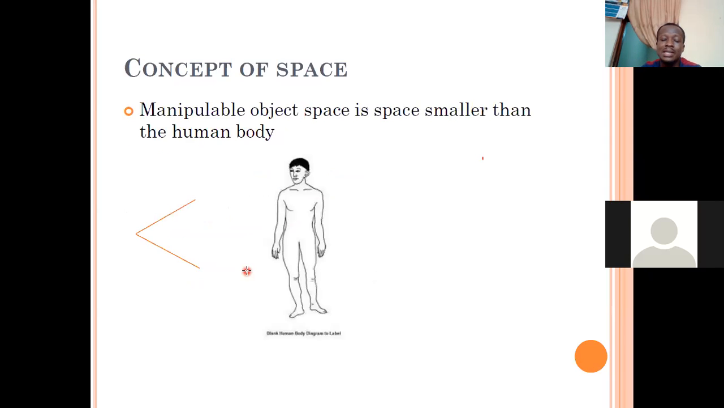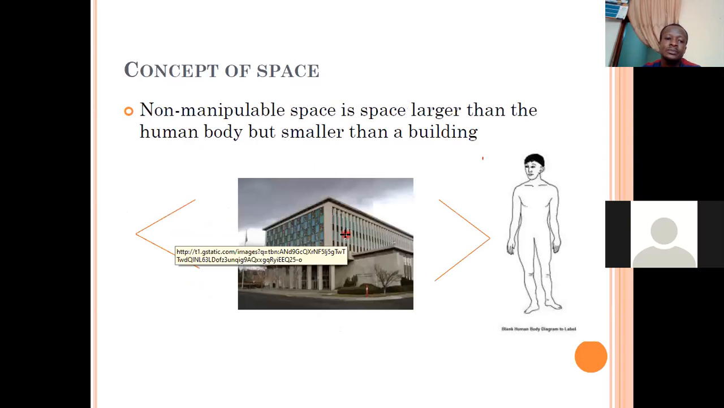The map space is what we are looking at when we are looking at a map, when we actually scale down everything. Manipulable object space is space which is smaller than the human body.